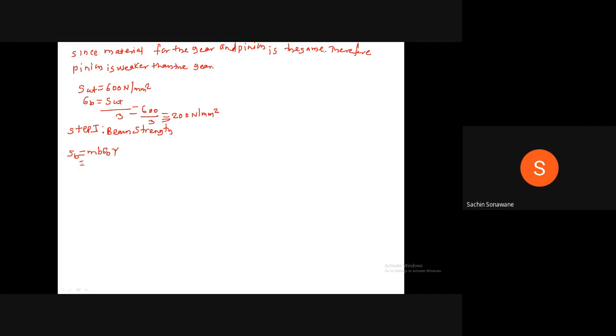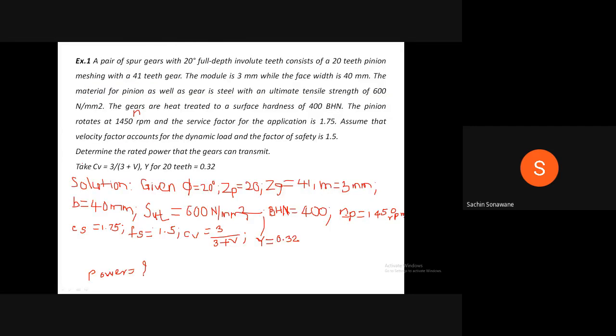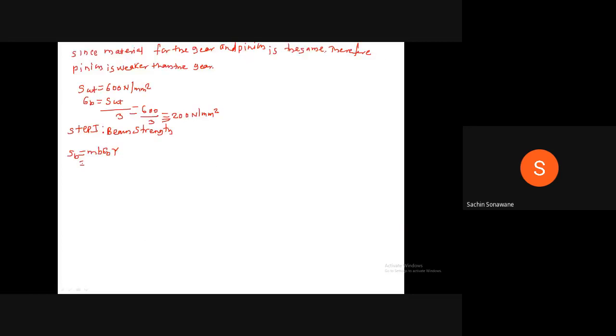What is the value of module? Value of module is 3 mm, B is equal to 40 mm. Therefore, M is 3 into 40 into sigma B. What is the value of sigma B? 200 into, what is the value of Y? 0.32. Therefore, write down 0.32. Therefore, calculate the value. What is the value of SB? SB is equal to, all the students should calculate.